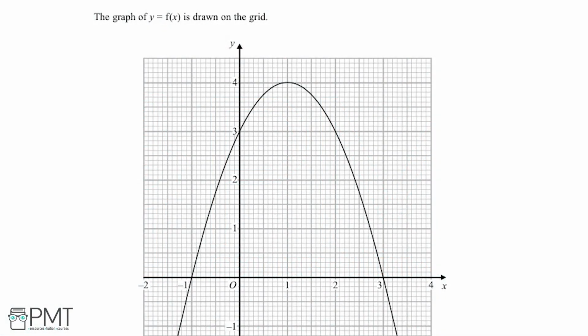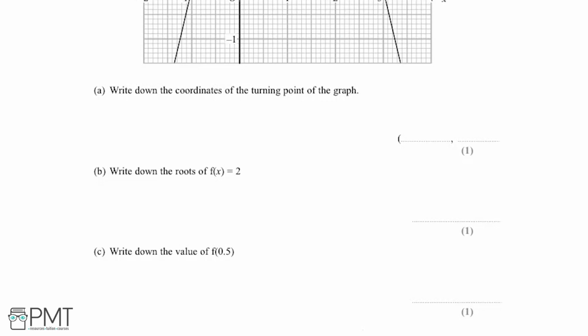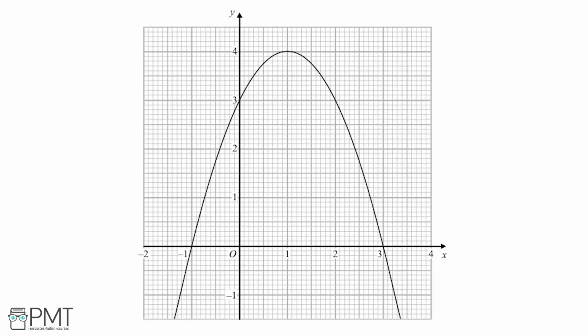The graph of y equals f of x is drawn on this grid here. And part A says we need to write down the coordinates of the turning point of the graph. So look at the graph here, the turning point is up here. It's a part of the graph where the gradient is 0. So we go in this direction, and then we're moving to this direction. And the point where we switch between the directions there is the turning point.